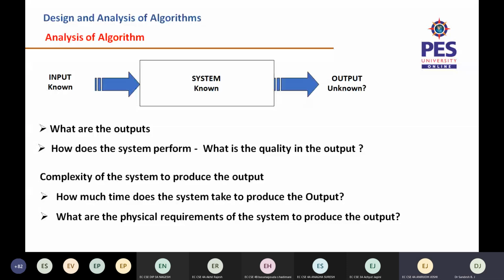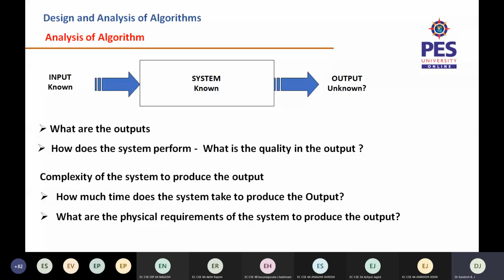Yes, sir. So we'll be looking at what the outputs are, how the system performs, what the quality of the output is, and we will also check the complexity of the system to produce the output. That is in terms of time and space. How much time does the system take to produce the output? And what are the physical requirements of the system to produce the output? This is what analysis means.